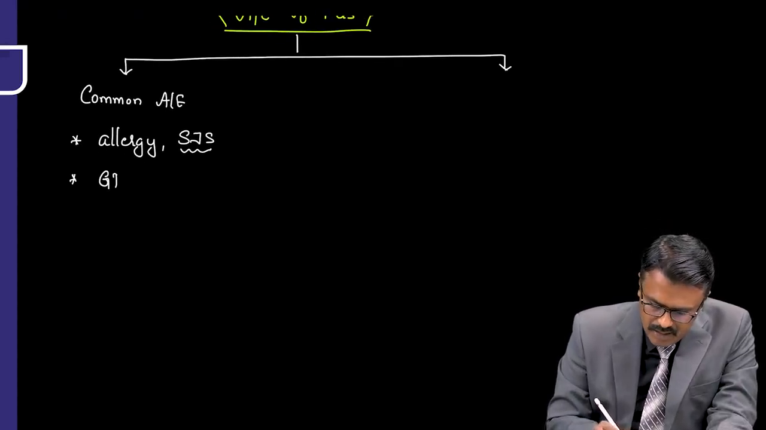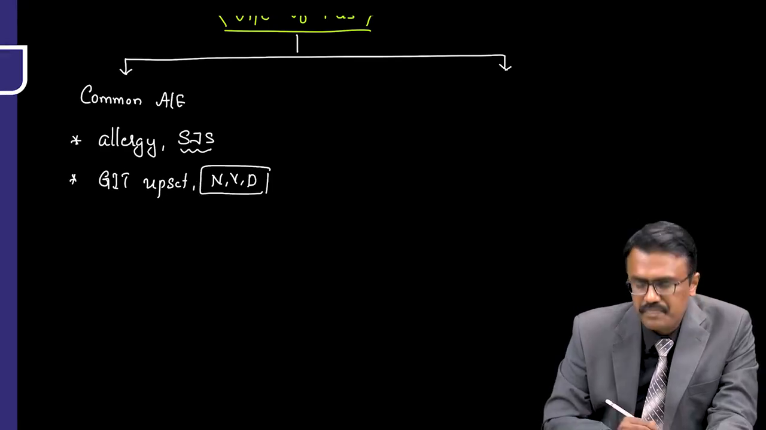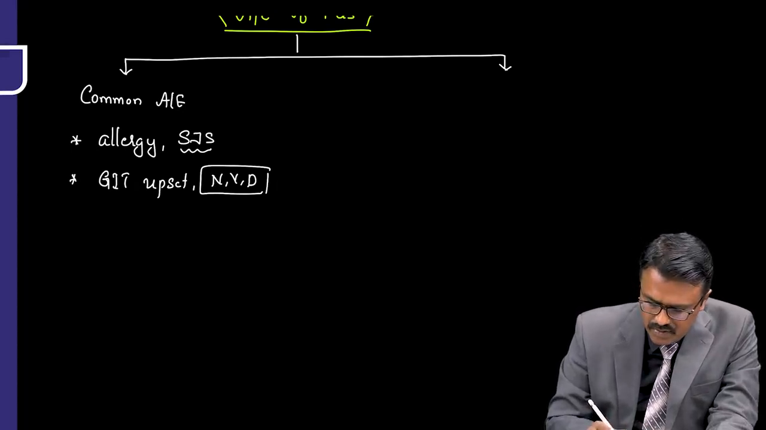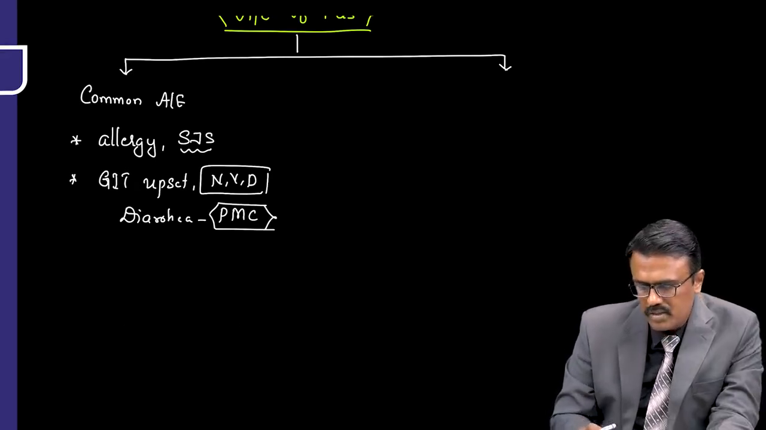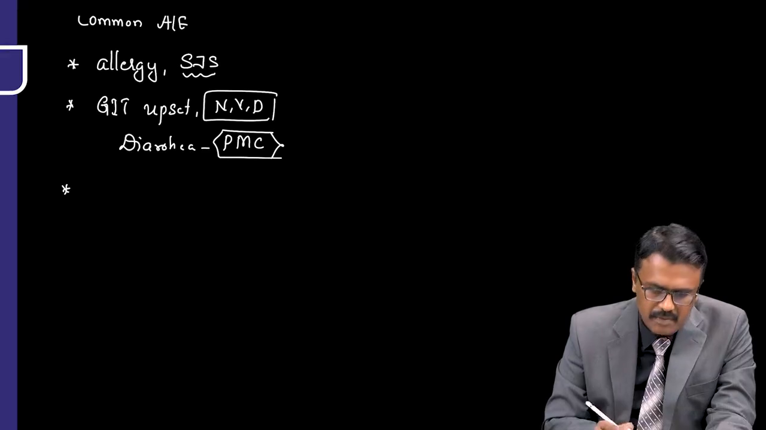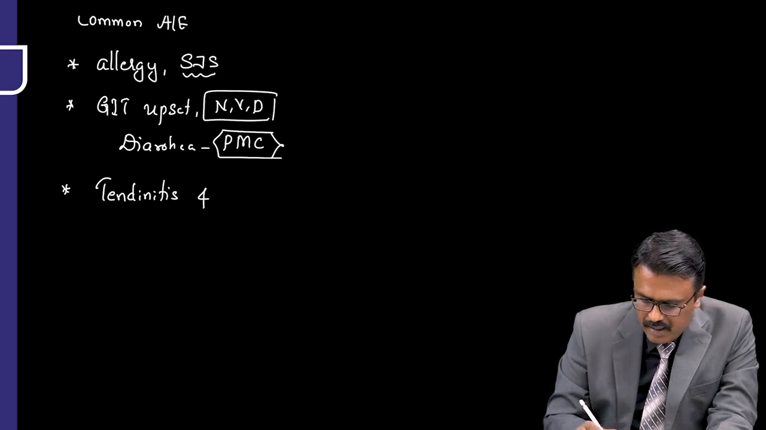And they can produce GIT upset, your favorite: nausea, vomiting, diarrhea. Sir, will they cause pseudomembranous colitis? Yes, they can also produce diarrhea, and the reason for diarrhea may be pseudomembranous colitis. PMC stands for pseudomembranous colitis. They are also responsible for that. Apart from that, they can cause tendinitis and tendon rupture.